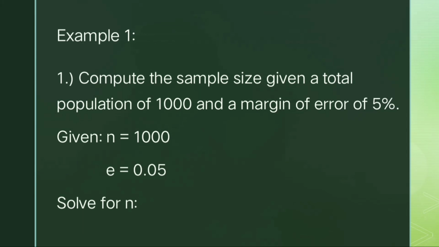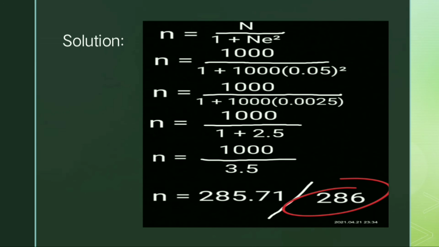Number 1, compute the sample size given a total population of 1,000 and a margin of error of 5%. So, ang atin pong given value is, ang total population po natin is 1,000 and ang ating margin of error po is 5% or 0.05 in decimal. So, let us solve for n. So, we have solution here.